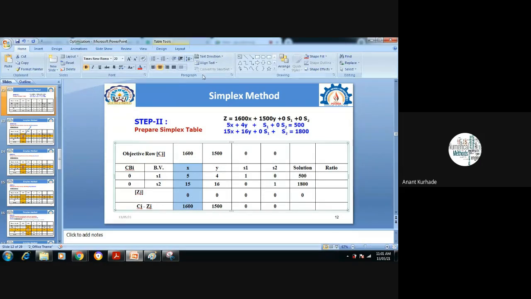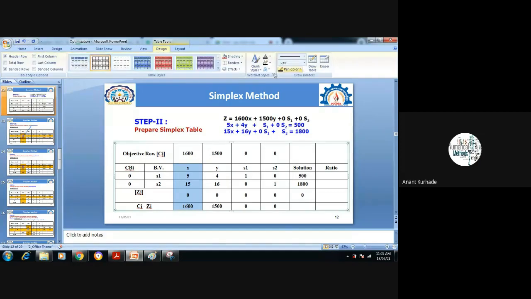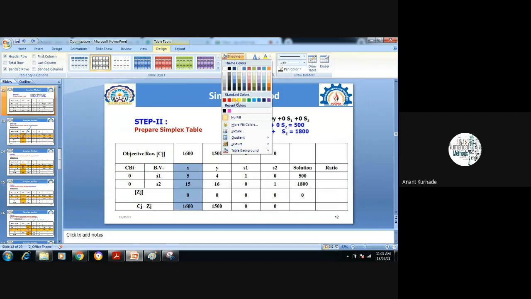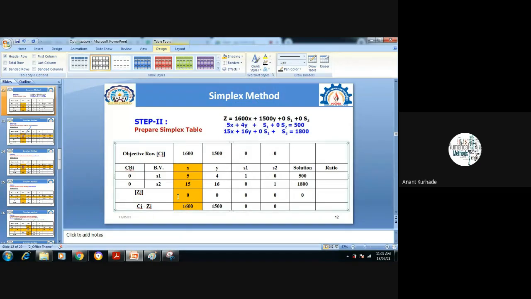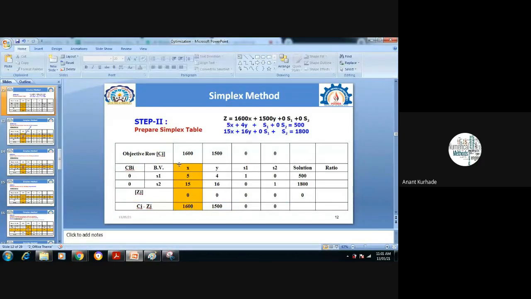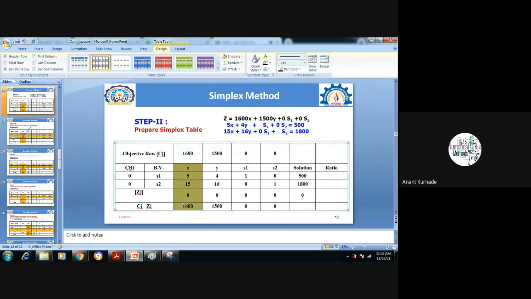key column. You can assign that as a key column. Up to this, any doubt? How to find key column? Do you understand? For finding the key column, again you can write down somewhere: check the objective function. That objective function is maximize. Then find the maximum value of Cj minus Zj. So the maximum value is 1600. So consider this whole column as the key column.